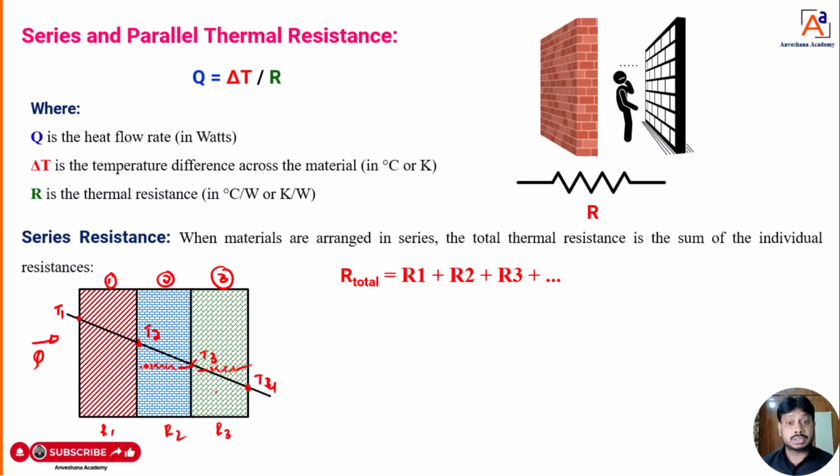If I want to calculate the total amount of resistance offered by the whole composite wall when the heat is flowing, I can calculate that with the help of an equation. How can I calculate the total resistance across the series wall? R total is equal to R1 plus R2 plus R3. If there is material 4, then you can add R4. Like that, n number of materials you can add. If they are arranged in series, I can calculate total resistance by adding all the resistances in the particular problem or case.